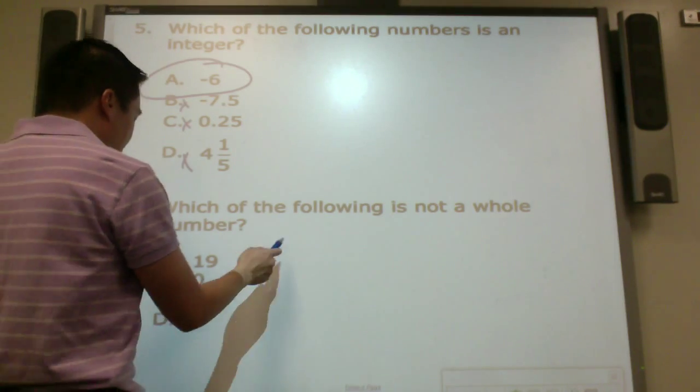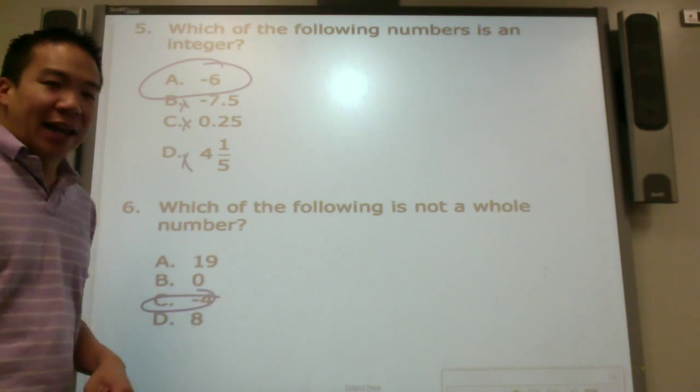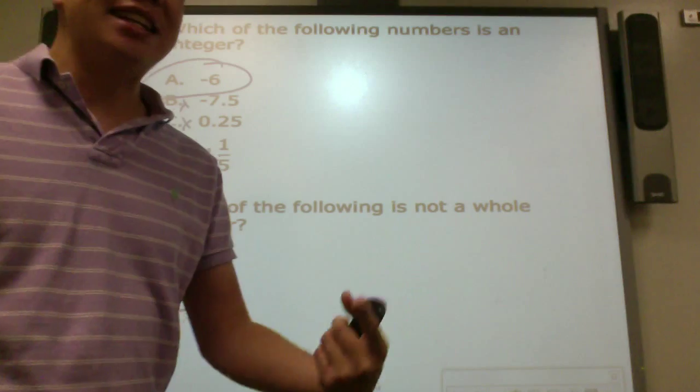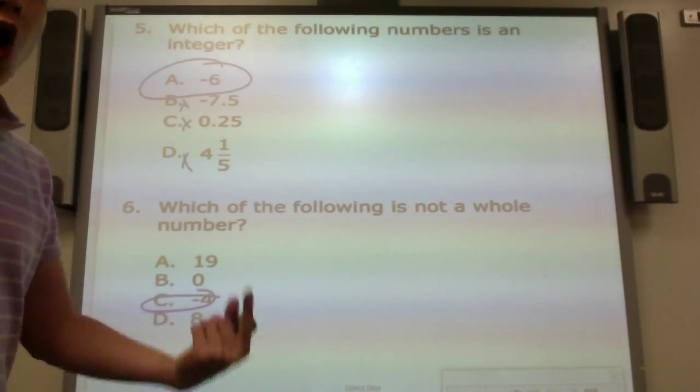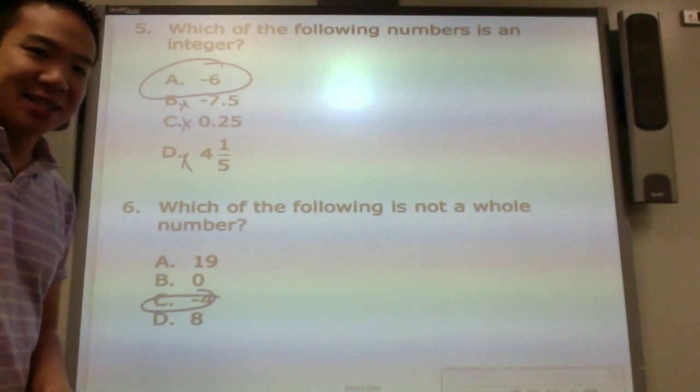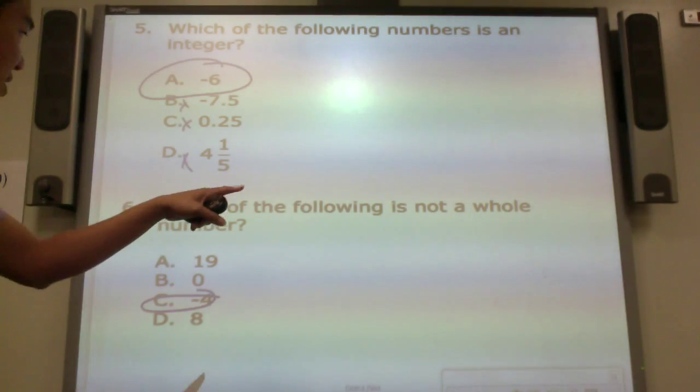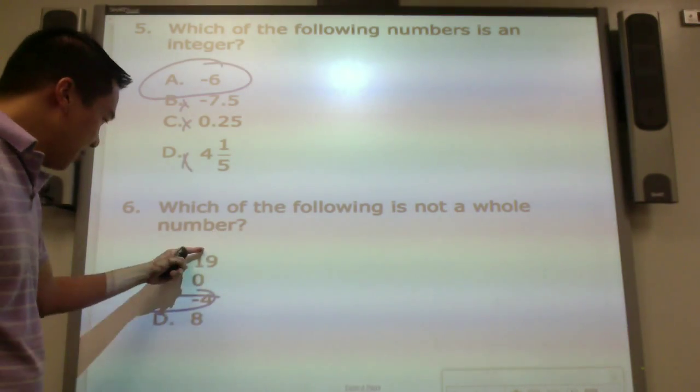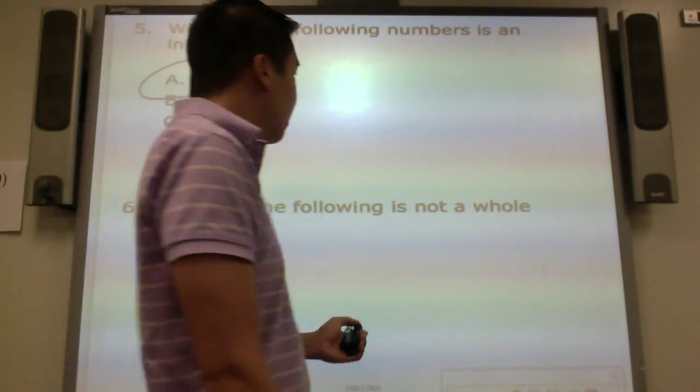Number 6, which of the following is not a whole number? An integer is a negative whole number, so it cannot be C. Which one is not a whole number? Whole numbers are positive, so that's the only one that's not positive.